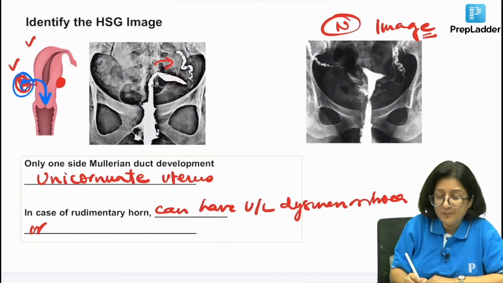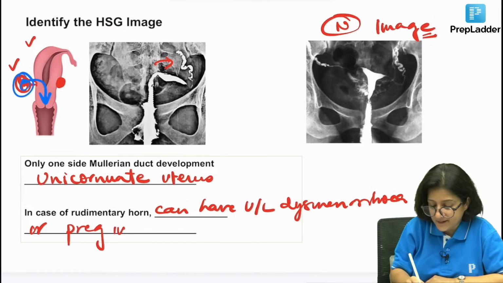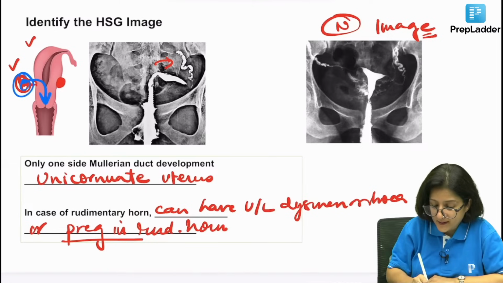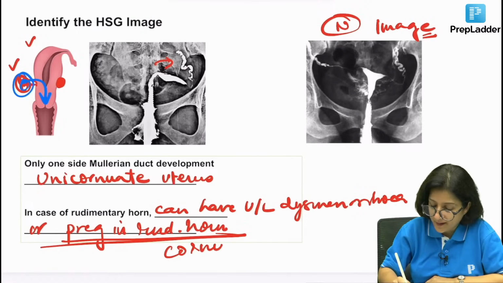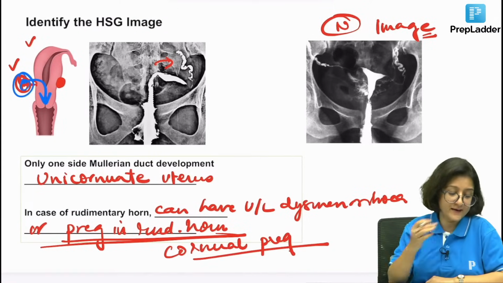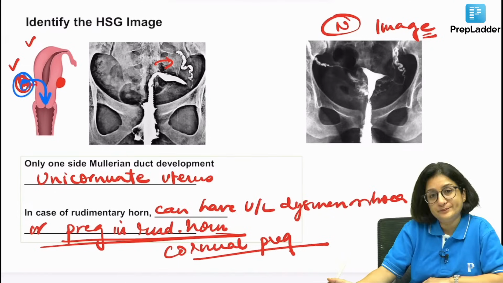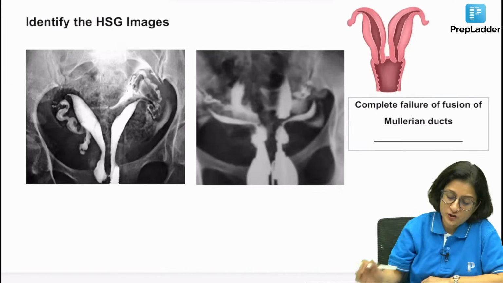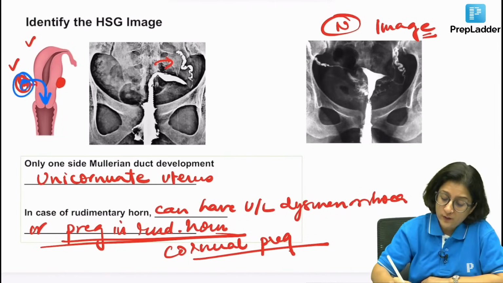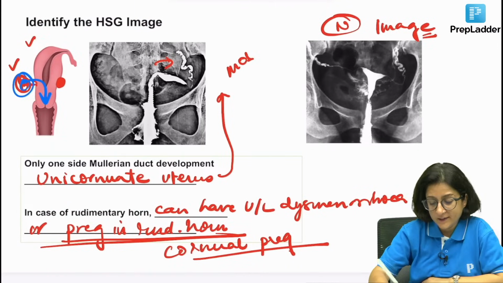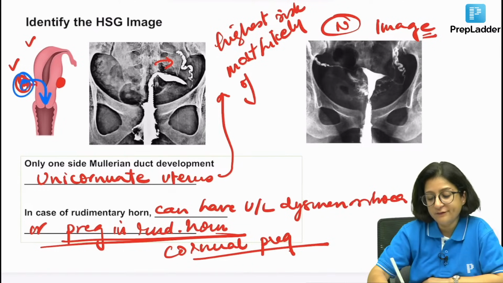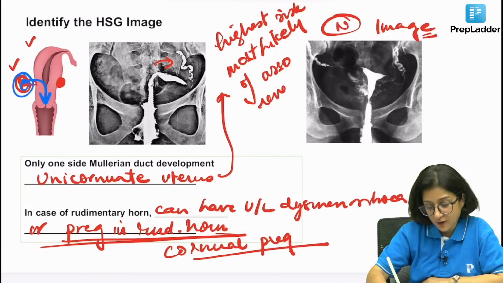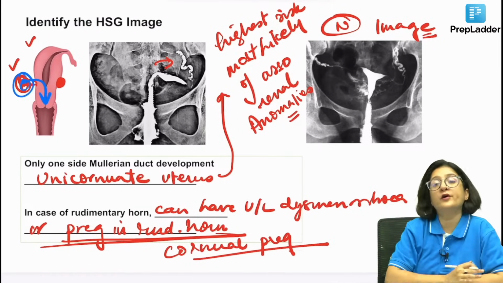or they can have a pregnancy in the rudimentary horn. What is pregnancy in the rudimentary horn of a unicornuate uterus called? It is called a cornual pregnancy. Okay, rudimentary horn pregnancy. Next image. Another more important point: a unicornuate uterus has the highest risk of associated renal anomalies.